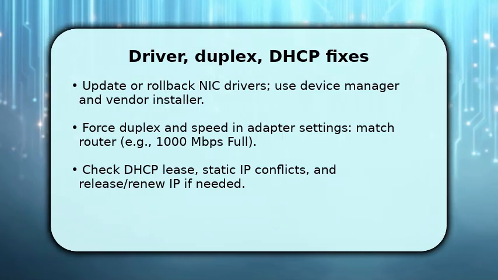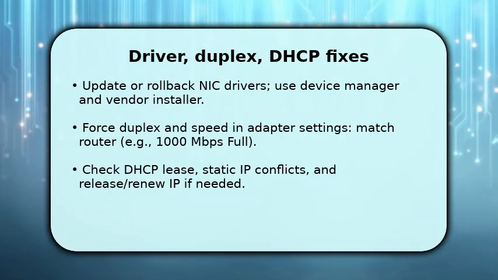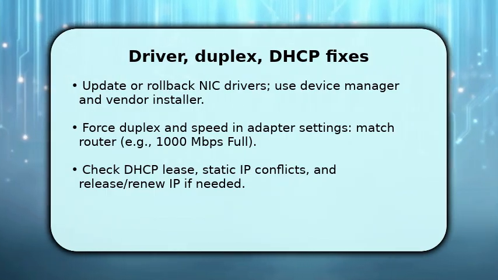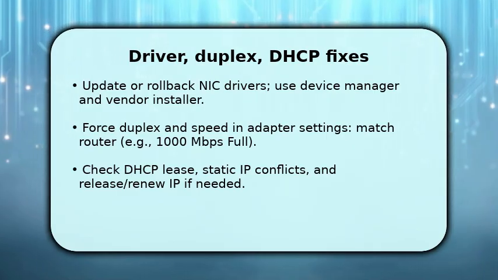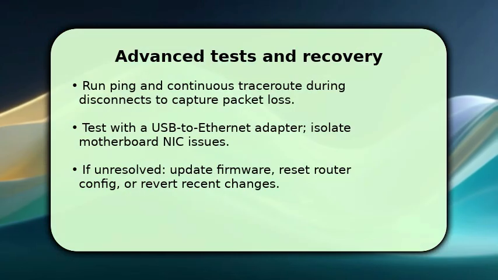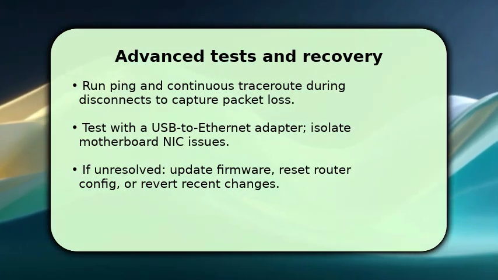auto-negotiation flaps. Once done, validate DHCP, release and renew the IP, or switch to a reserved static address to eliminate lease or conflict-related disconnects. Finish with diagnostic captures and isolation so you can prove the cause.